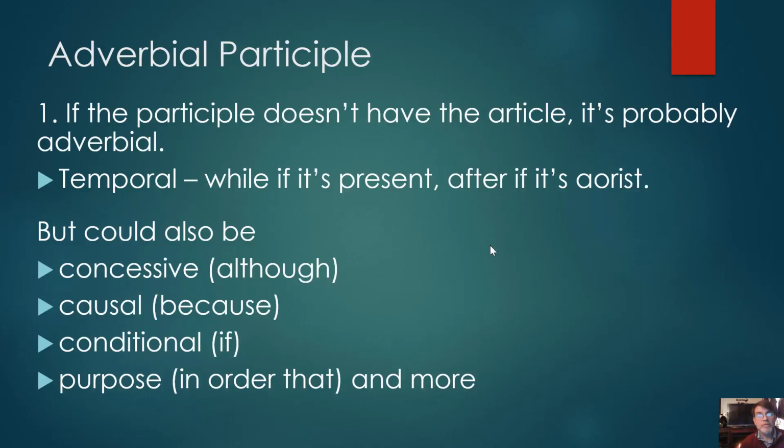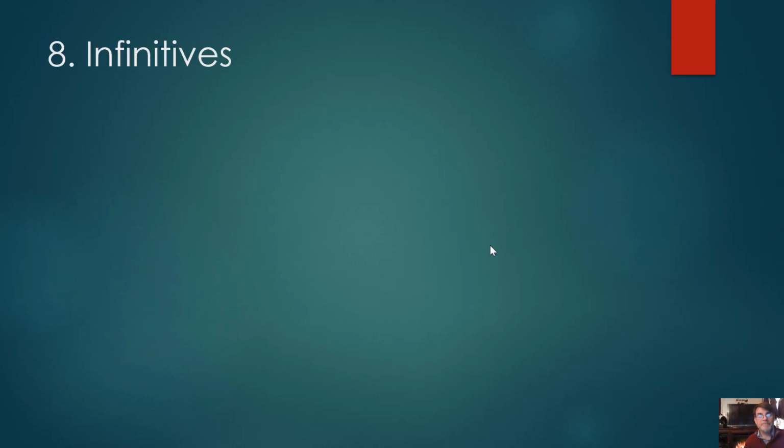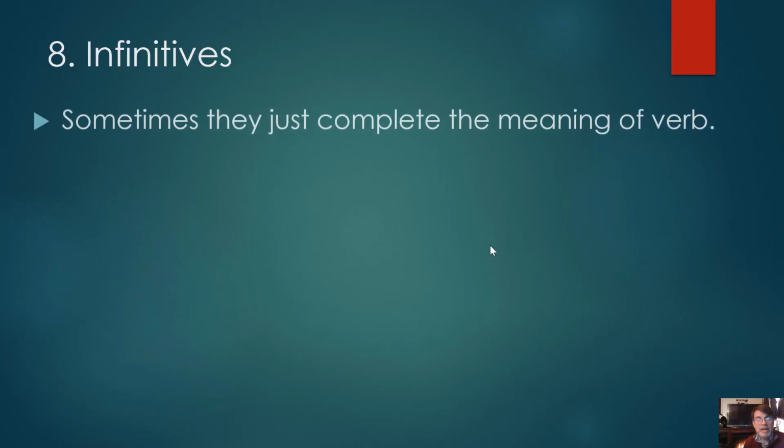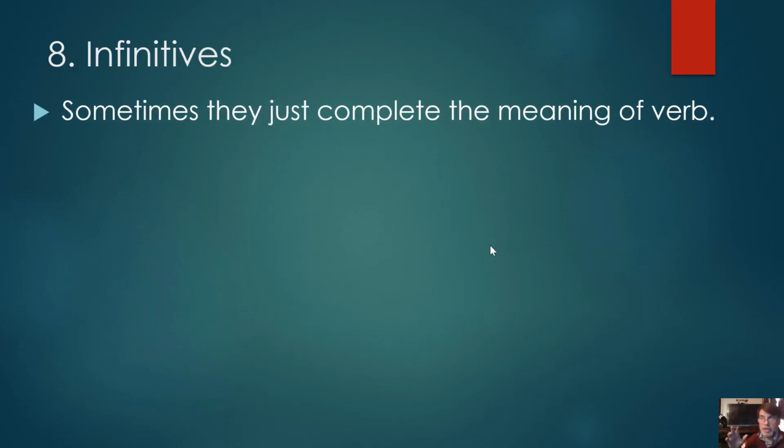And it comes from an adverbial participle, a participle that doesn't have the article. Okay, 8. We're almost done. Infinitives. An infinitive is a to-word, to dream, the impossible dream. So you put the word to in front of a verb, and you have an infinitive.